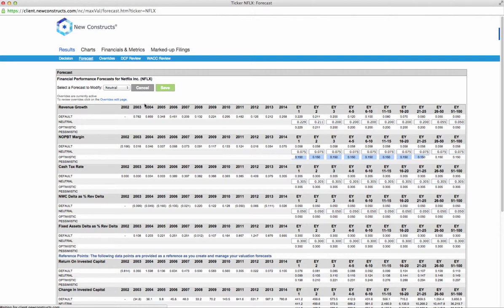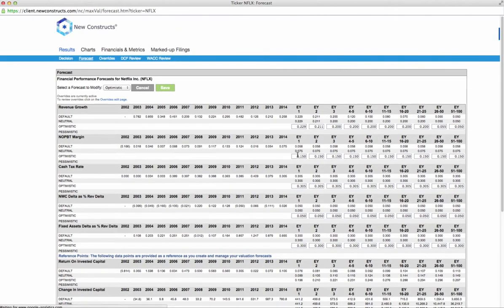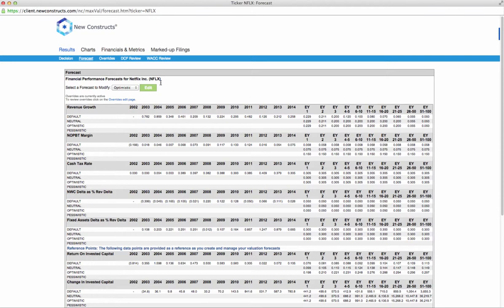So let's cancel that. Go to optimistic, edit that, and now you can see there's the inputs for the optimistic, 15%. Same tax rate, same revenue growth profile, same working capital and fixed asset profile as the other scenarios. So we're controlling for the margin here. That's the beautiful thing about our models. You can isolate any factor you want with respect to profitability, but the most important message being all the factors that affect profitability are covered here: revenue growth, pre-tax profit margin, cash tax rate, working capital, and fixed asset needs.